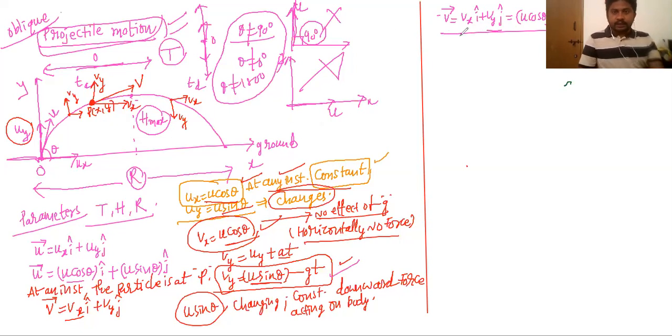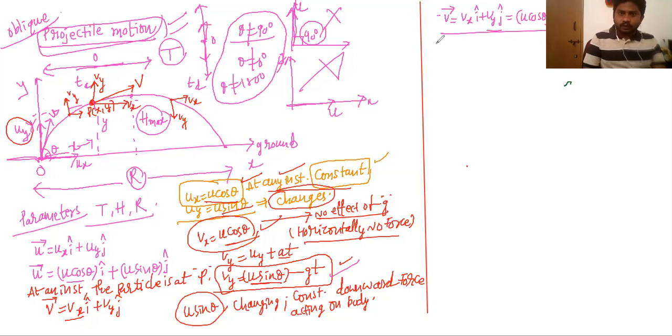And now let us find, at this instant, this is the x axis, understand? So this is x. At this instant, this is y. So that is this y.